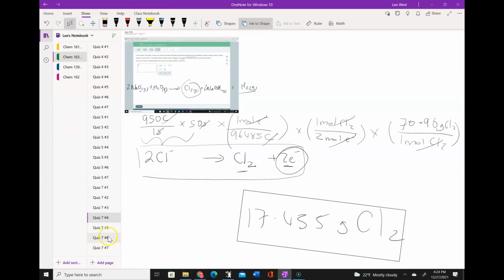Okay. All right, that wasn't too bad. It's just really dimensional analysis. I think the difficult part is recognizing that the reduction of chlorine requires 2 moles of electrons because chlorine is a diatomic element.